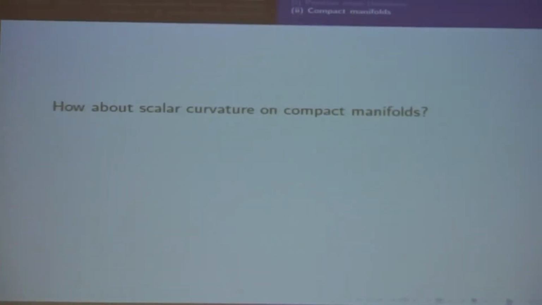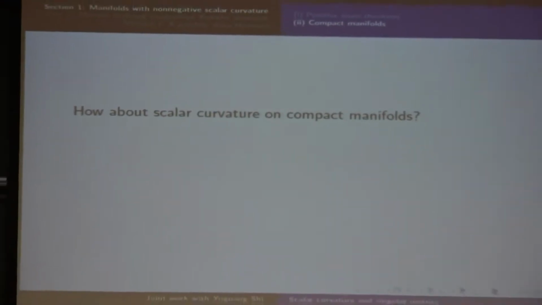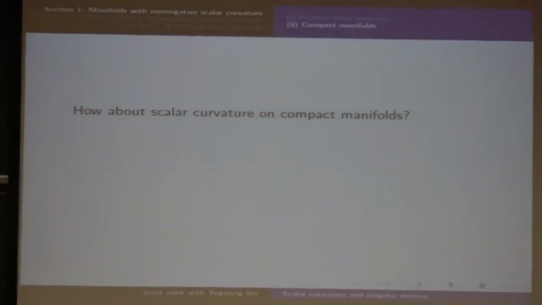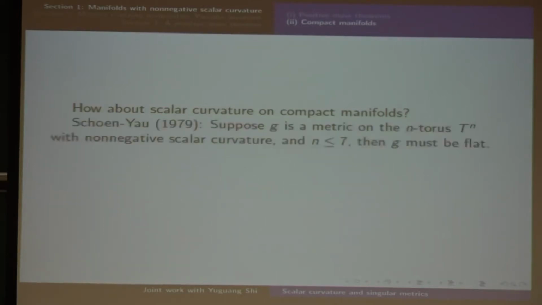So in the previous case, we were talking about asymptotically flat manifolds. How about scalar curvature and compact manifolds? There are many results, of course. I'm not an expert. I have done very little in this direction. But let us just mention what I know.